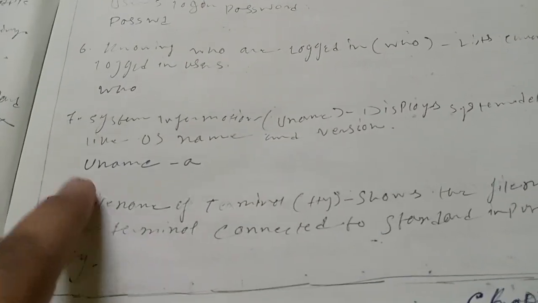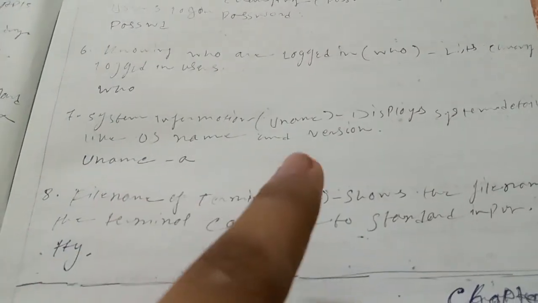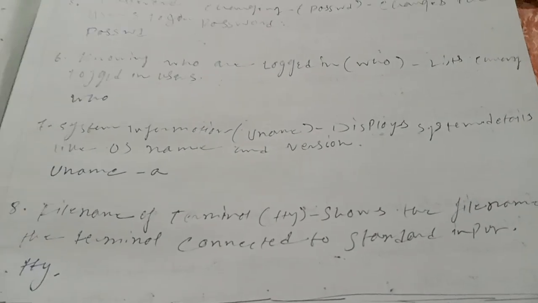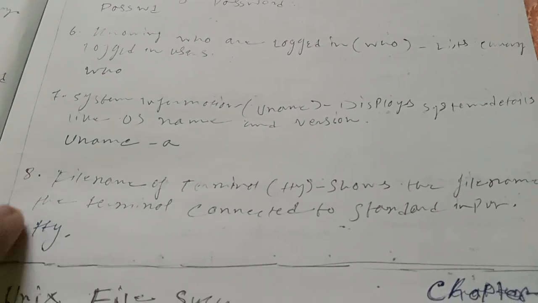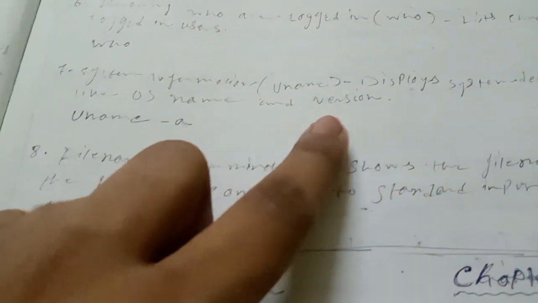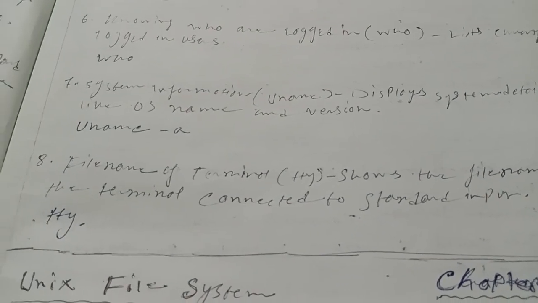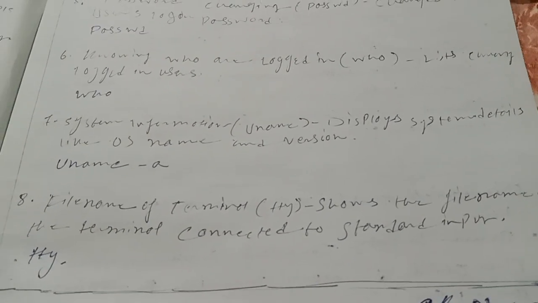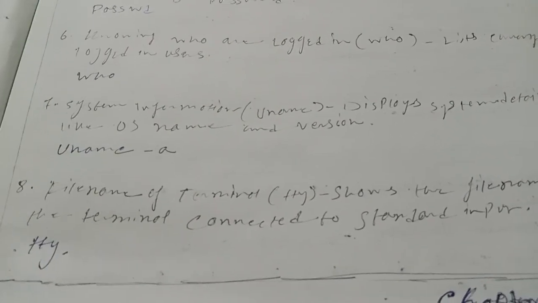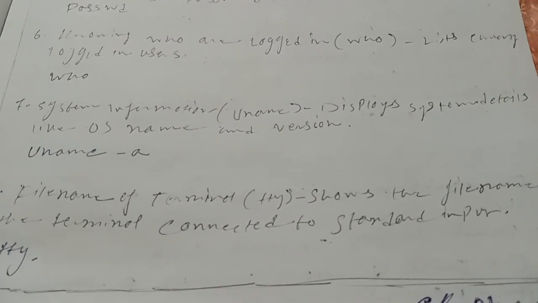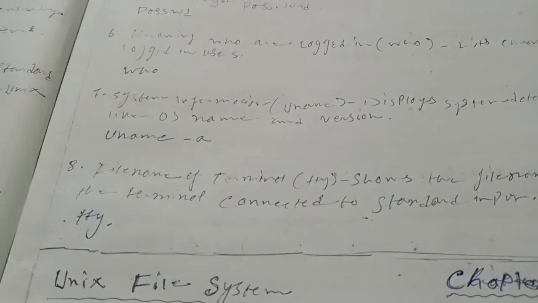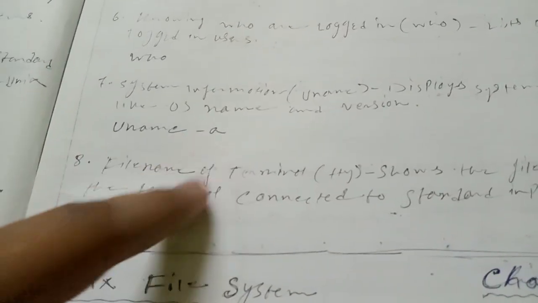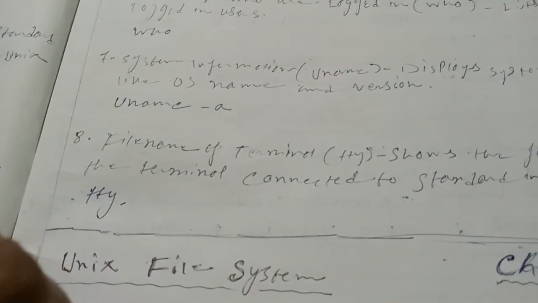So then we have the system information. Sorry, uname. Uname is username. Suppose you want to display system details like OS name and versions. It's not the username. I was kidding. It displays the system details and OS names and versions. Basically, the system details will be displayed using uname -a. This is the syntax: uname hyphen a or minus a.